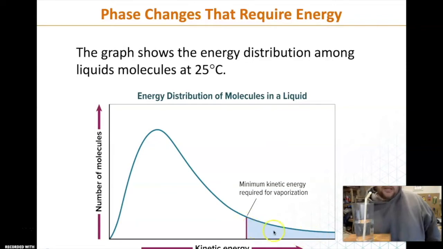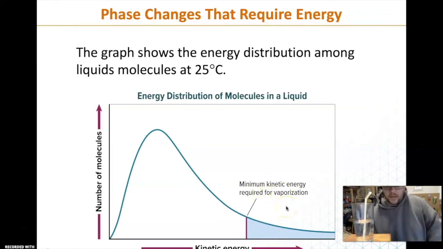And those particles with that kinetic energy have the actual amount of kinetic energy required to vaporize. So what that means is that even though I have this cold glass of water sitting in front of me, there are some particles that do actually have the amount of energy required to turn into a vapor.